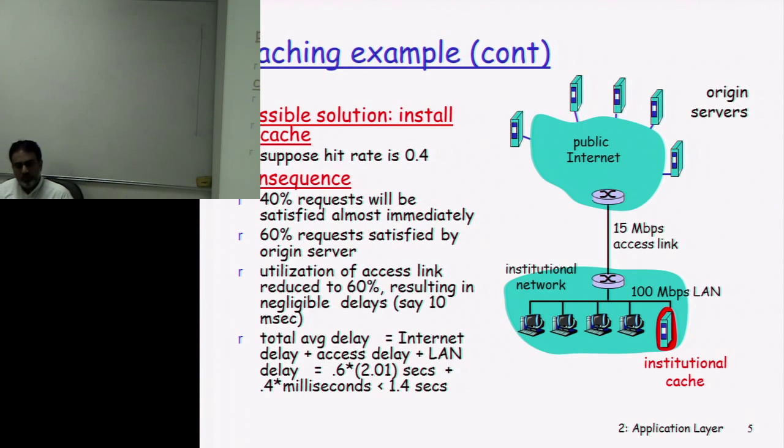Definitely, because now the traffic on the LAN will be increased for the 40% request. 40% means 0.4 times the delay which was already there. 40% of the delay is increased on the LAN. The 60% delay on the access link is reduced from 100 to 60, and the internet delay is still there, 2 seconds. Clear? So this will be less than 1.4 seconds. The answer is less than 1.4 seconds.